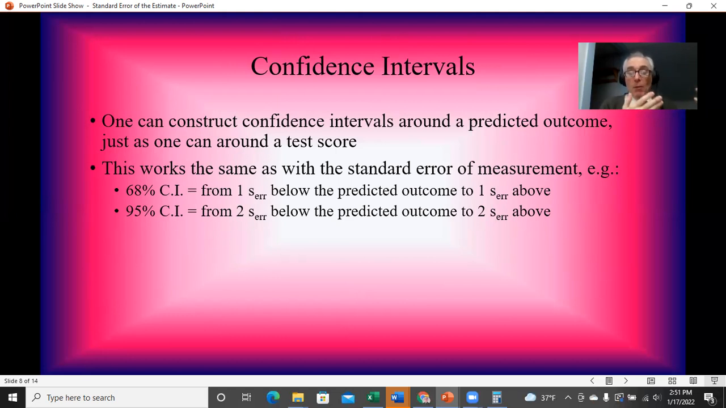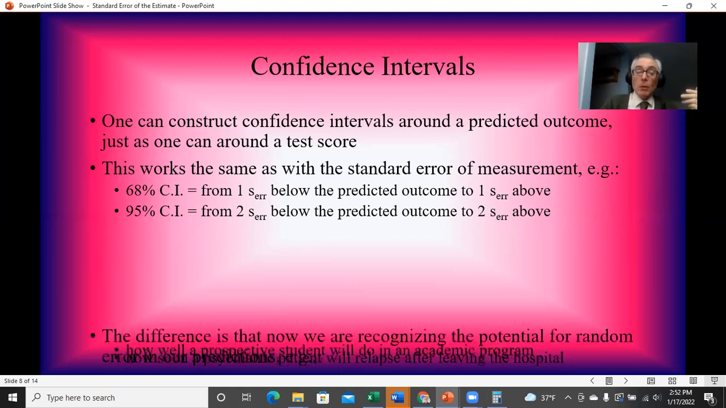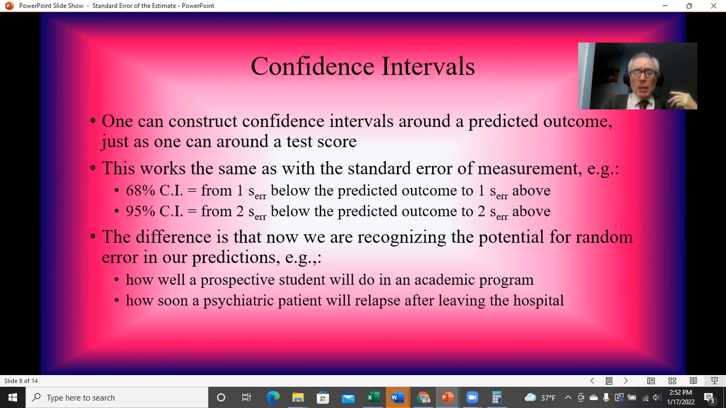So for example, if I wanted the 95% confidence interval around a predicted score, that would be the range from 2 standard errors below the score we got up to 2 standard errors above it. And this is all just that normal curve thing. If you're within 2 standard deviations, in this case, the standard deviation of the errors in our predictions, the errors in our estimates. The difference, of course, from standard error of measurement is that, again, we're speaking of predicted outcomes rather than qualities inherent to the test itself.